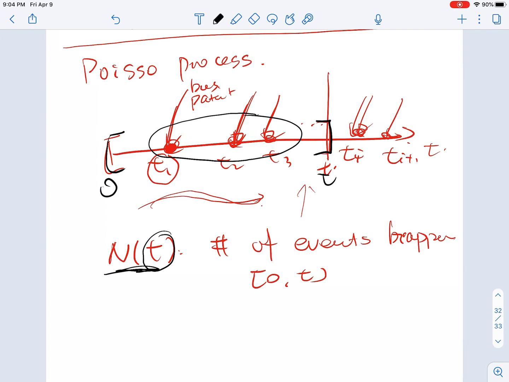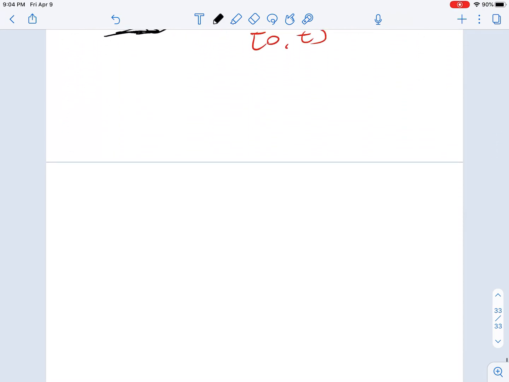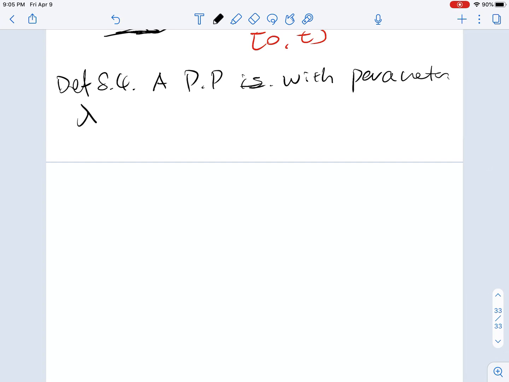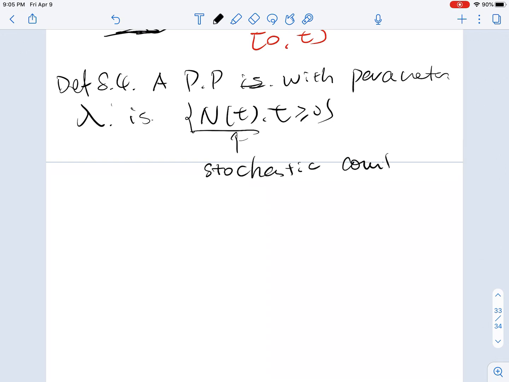Now we are going to talk about a very specific way to construct this process that has a lot of nice properties, and that's also heavily used in real-world modeling. That's what we call the Poisson process. As the name suggests, the Poisson process is closely related to the Poisson random variables we learned earlier. I'm at definition 8.84. A Poisson process with parameter lambda is a stochastic counting process, and Nt is what we call the stochastic counting process.